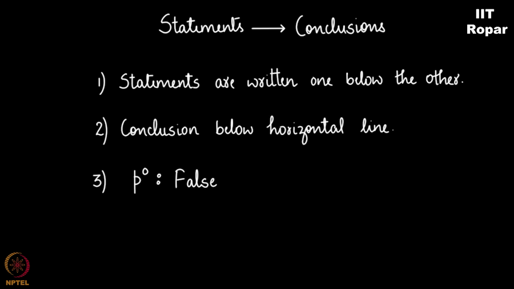As you know, if some primitive statement P is false, not P will be true. So, while writing down the information, we write it as P bar is true. Don't worry much about it, we'll see a lot of problems and you will get a hang of it very soon. Look at this example.